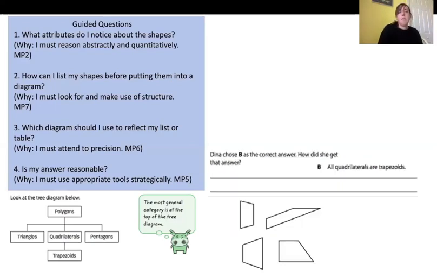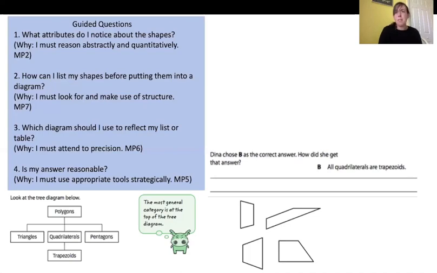So we have this same problem, and what's cool is we don't really have to go through the guided questions because it is the exact same tree diagram. And we're going to look here at this second portion, okay? So we know that the answer for that was C, but it says Dinah chose B as the correct answer. How did she get that answer? And it says B, all quadrilaterals are trapezoids. So how do you think? Take a moment, and if you want to pause this and just think through, why do you think she chose that all quadrilaterals are trapezoids?